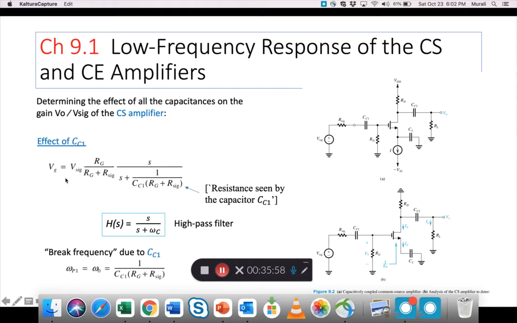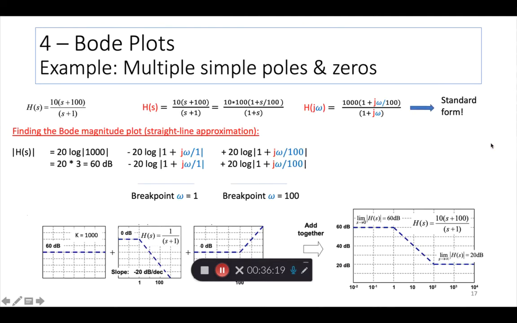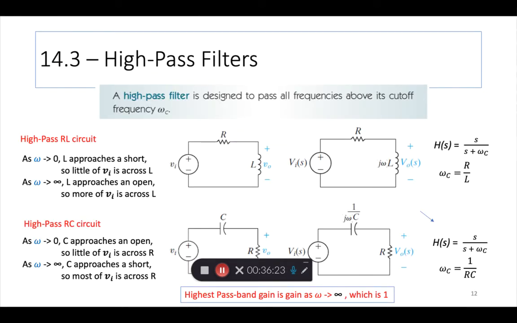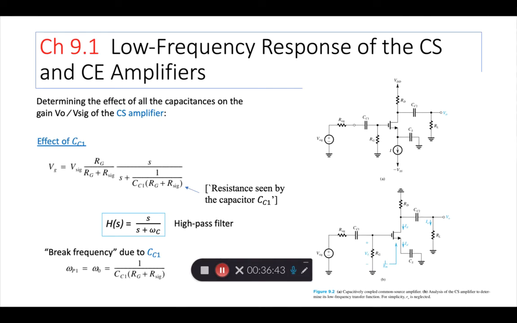The derivation of the voltage divider formula is in the textbook; I'm just giving you the final answer. So Vg can be written as V signal times Rg by Rg plus R signal times S by S plus 1 by Rc. This is similar to the standard form: you have an input signal, a capacitance, then a resistance, and your transfer function has the form S by S plus omega C. Similarly, coming back to our slide, the output by input, apart from a constant factor, has this S by S plus 1 by RC.